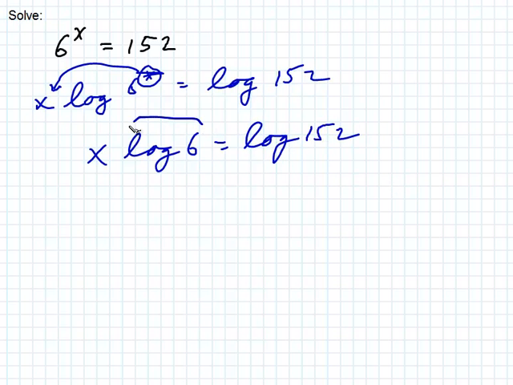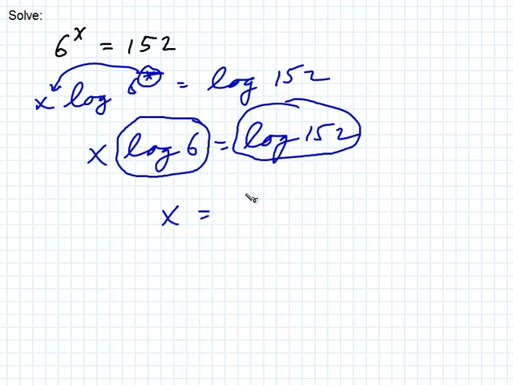And now, the log of 6 is just some number. We can punch in the 6 and hit the log key, and you'll be looking at some number in your calculator. The log of 152 is just some number. Type in 152 and hit the log, and you can get that number. And so we can treat this like an ordinary equation. Let's solve for x by dividing both sides by log 6. So x is the log of 152 over the log of 6.